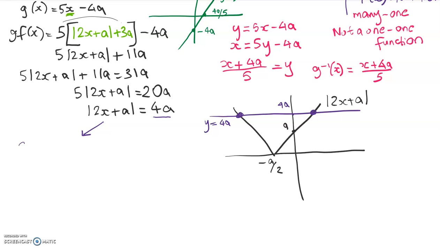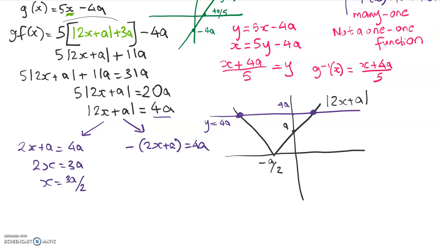We're going to have to look at the positive part equal to 4a and the negative equivalent equal to 4a to get the other solution. Okay, so you just solve those like you would normal equations, and you get x is 3a over 2, and on this side you've got minus 2x is 5a, so you've got x equals minus 5a over 2, and that makes sense. You're expecting to get one negative x solution and one positive one.